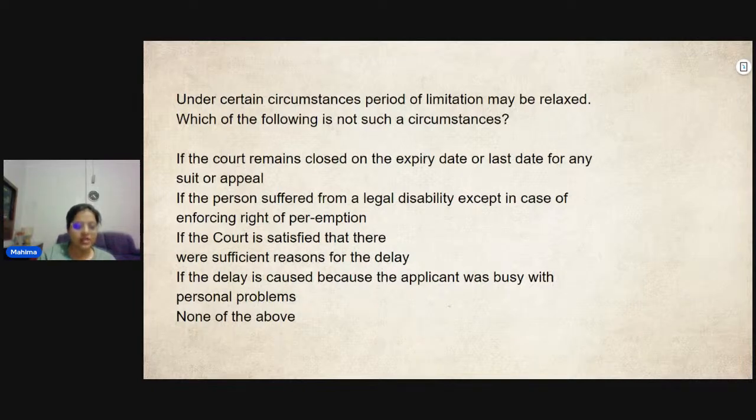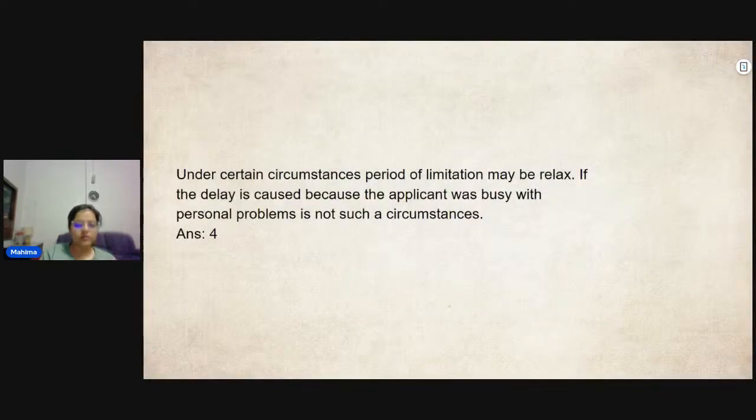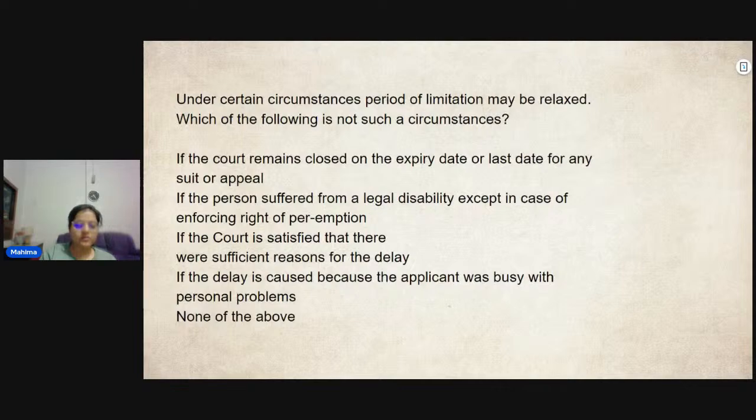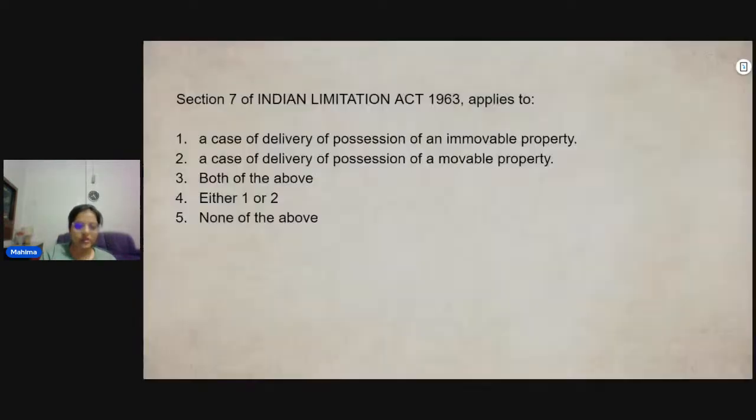Option number D, option number 4 is with the personal problems. Option is all of the above. The answer is all of the above. All of the above are included under the Limitation Act. The question was under the Limitation Act. Whole act was asked, not under section 6. Yes, it is option number four. Due to personal problems, if the delay is caused, that is not an excuse.